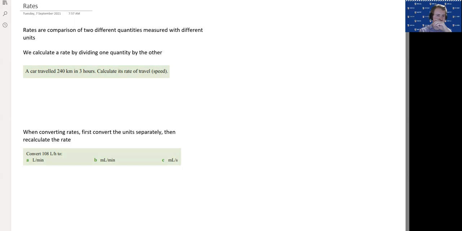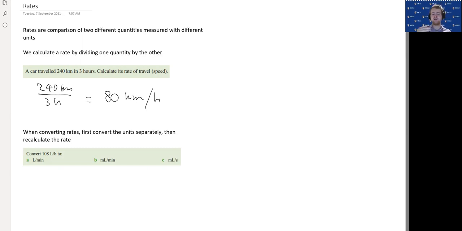So firstly, calculating a rate. A car traveled 240 kilometers in 3 hours. Calculate the rate of travel. Okay, so we want to do kilometers per hour. So that means we're going to take the kilometers value and we're going to divide it by the hours value. Okay, that's what kilometers per hour means. So we simply just go 240 kilometers, okay, divided by 3 hours, and we get 80 kilometers per hour.